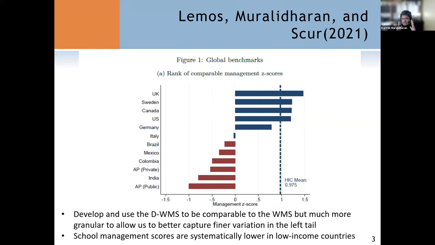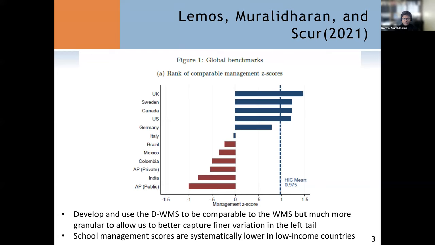Okay. Now, the other nice thing about the DWMS is it's designed to be completely comparable to the WMS, okay? So you can put those two on a common scale and you can actually compare them. And so that allows us to put together. So what we did was implemented the DWMS in India in the sample where I had done my school choice study, which Jishnu and Asim will talk about next week.